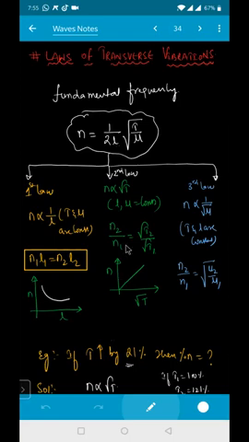We have already done one long answer question. This is one of the long answer questions: the law of transverse vibrations, particle relation.